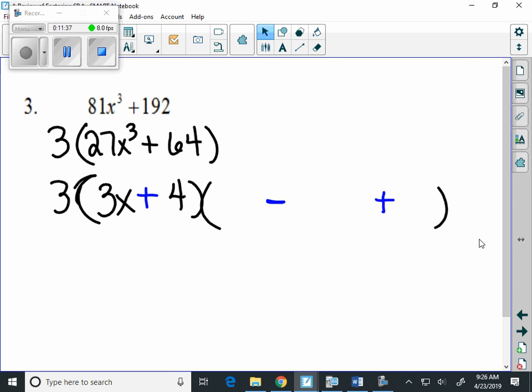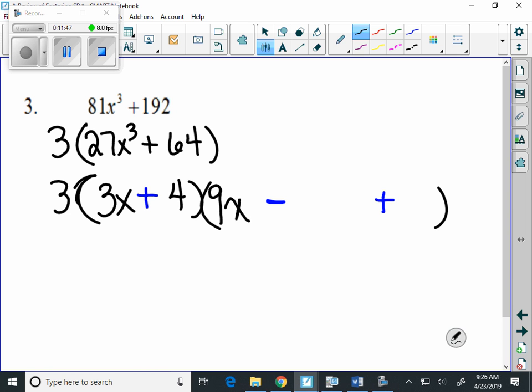And now we can do the division. 27 divided by 3 is 9. X cubed divided by x. We had 3 x's, we took out 1, we got 2. 64 divided by 4 is 16. And lastly, we're going to multiply the 3x and the 4 together. Ignore the signs. It's just those values. 3 times 4 is 12x.